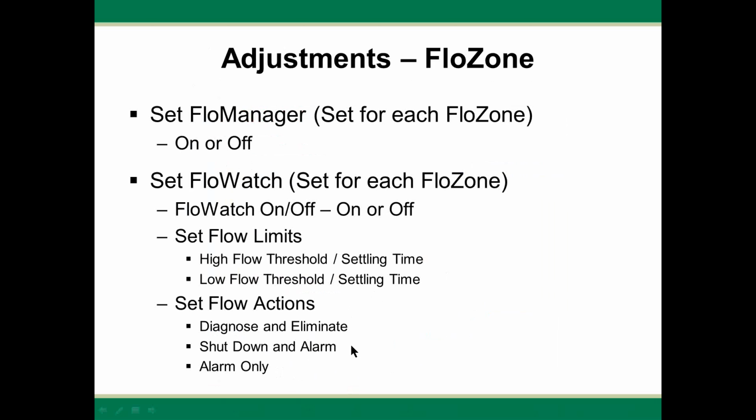We have the option to choose shutdown and alarm. If we choose shutdown and alarm rather than alarm only, the controller is going to actually do that. It's going to shut down. As soon as it sees that fault, that high flow or low flow, it's going to shut that controller down. It's going to stop irrigating, and it's going to send us an alarm.